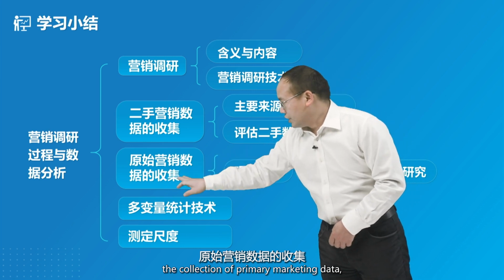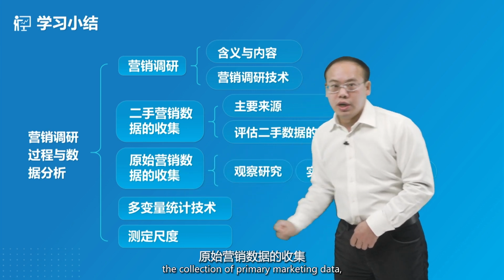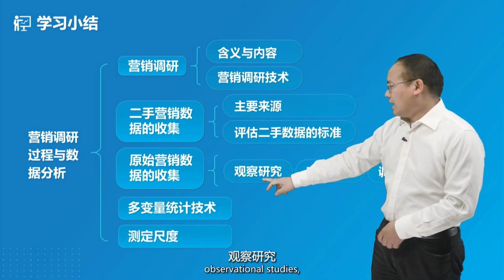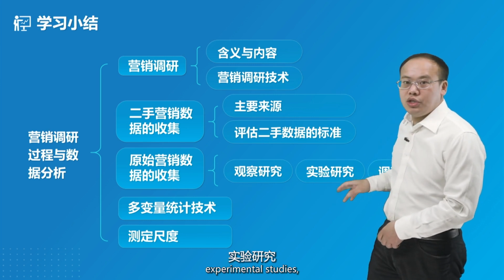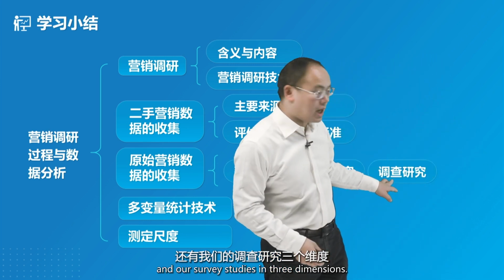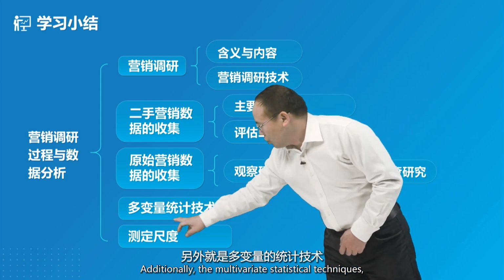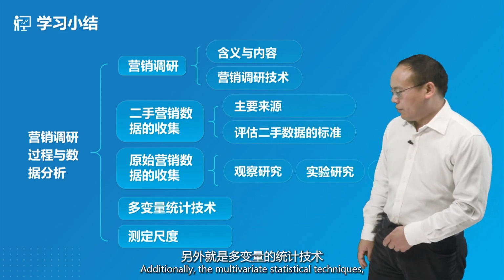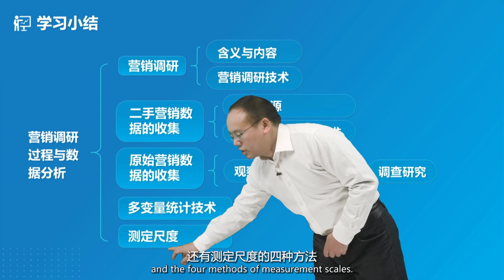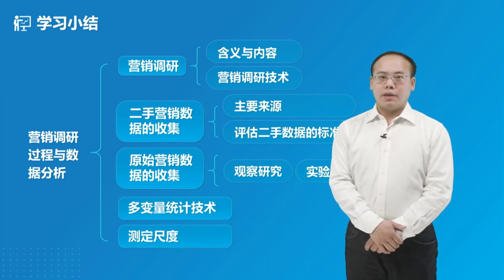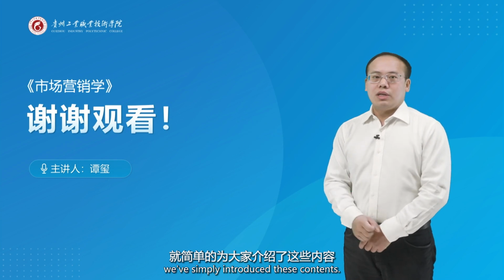The collection of primary marketing data: observational studies, experimental studies, and our survey studies in 3 dimensions. Additionally, the multivariate statistical techniques and the 4 methods of measurement scales. In this chapter, we've simply introduced these contents.